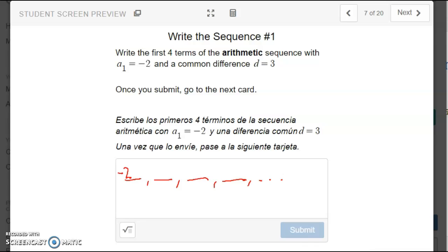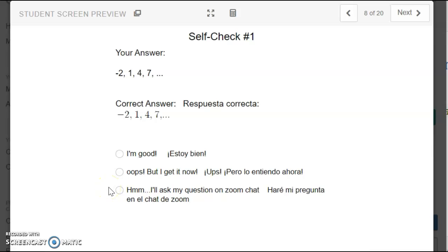And with the common difference of d is equal to 3, what does that mean? That means it's an arithmetic sequence. That means you are adding 3 to the previous term to get to the next term. Negative 2 plus 3 is going to be positive 1. Positive 1 plus 3 is going to be positive 4. Positive 4 plus 3 is going to be 7. Okay? And the next card just tells you the answer so that you can check whether you did it correctly or not. And I got it correct.